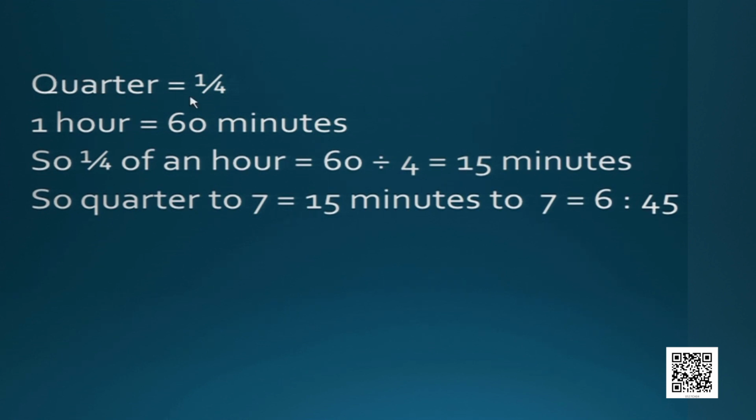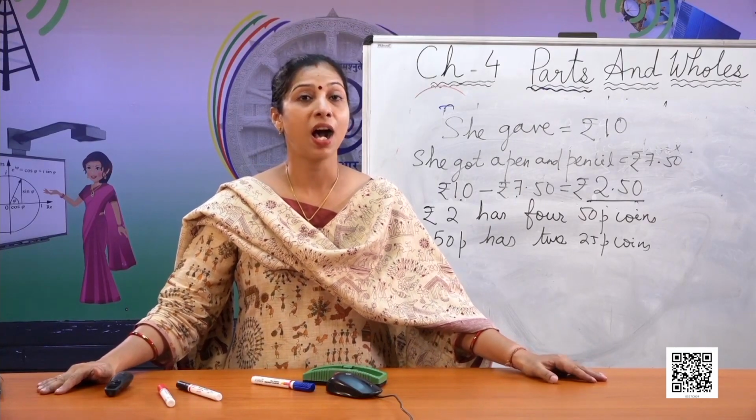Now quarter is equal to 1/4. You know half is equal to 1/2. Quarter is equal to 1/4. That means if 1 hour is equal to 60 minutes, so a quarter of an hour, that is 1/4 of an hour, will be 60 divided by 4 is equal to 15 minutes. So 6:45 means 15 minutes to 7 o'clock. So children, did you understand? 6:45 means 15 minutes to 7, and the train is running half an hour late.